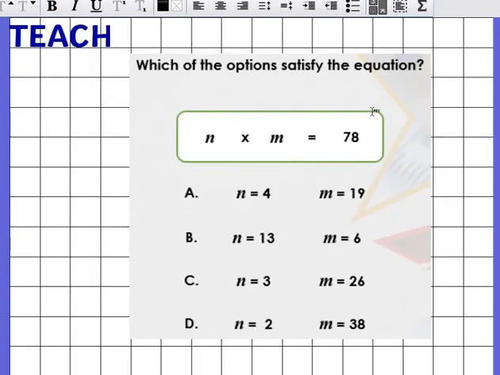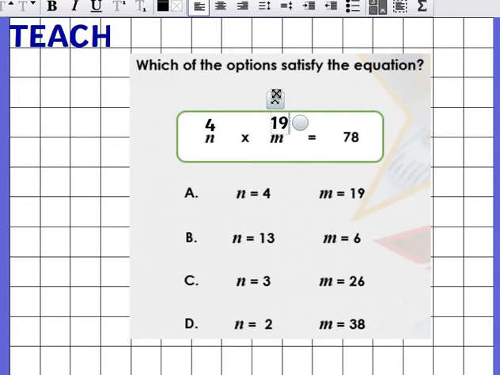Next question. Which of the options satisfy the equation? So we need to substitute these numbers here into these letters. So we're thinking about 4 times 19. So if I think 4 times 19, well, I know 4 times 20 is 20, 40, 60, 80. And then take 4 away, well, that's 76. So it doesn't equal 78.